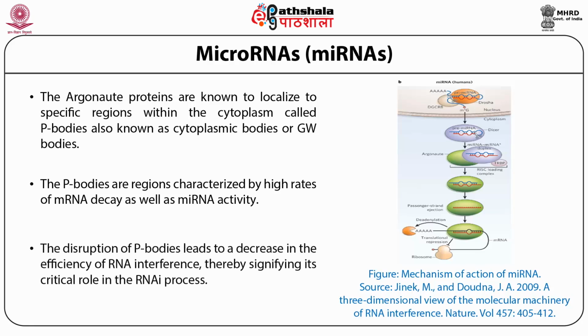Any kind of disruption of these P bodies leads to a decrease in the efficiency of RNA interference, thereby signifying its critical role in the RNA interference process. The PIWI interacting RNAs, or the piRNAs, are a third class of molecules that mediate RNA interference and are 24 to 31 nucleotides long. Their main function is to silence transposons in animal germ cells.